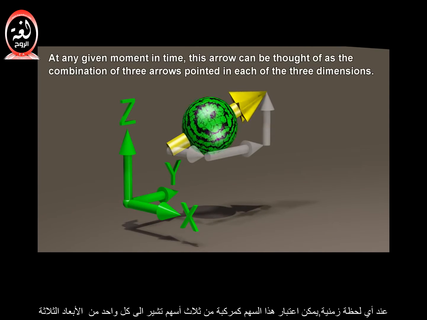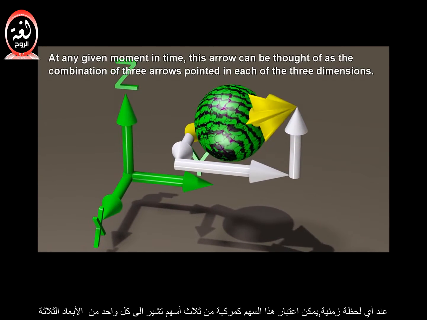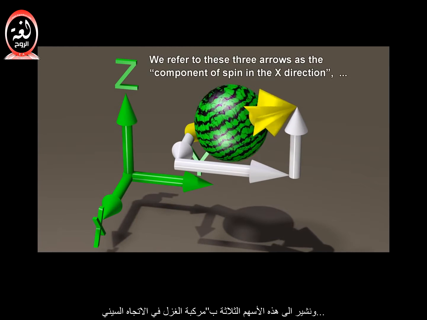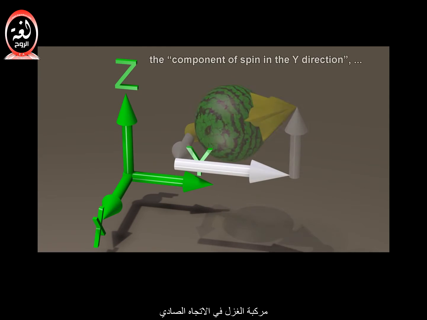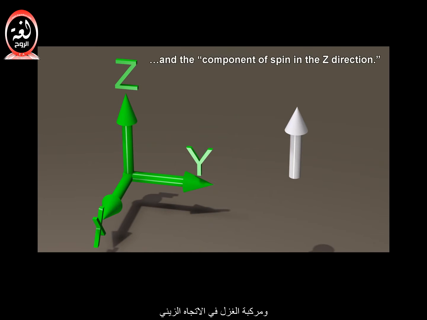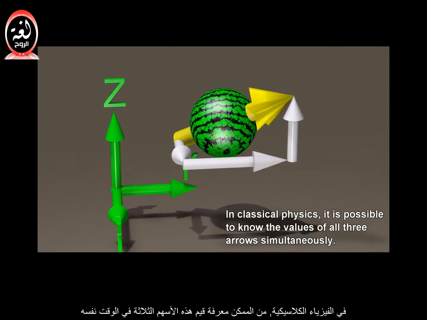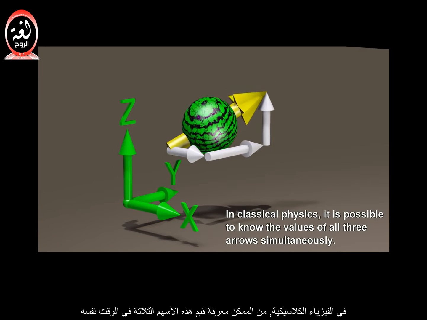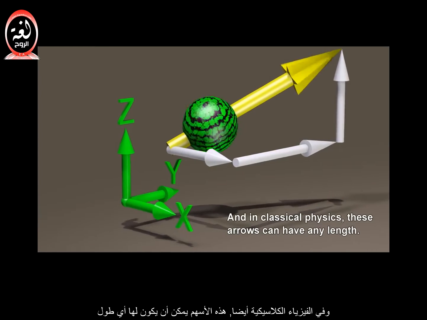At any given moment in time, this arrow can be thought of as the combination of three arrows pointed in each of the three dimensions. We refer to these three arrows as the component of spin in the x direction, the component of spin in the y direction, and the component of spin in the z direction. In classical physics, it's possible to know the values of all three arrows simultaneously. And in classical physics, these arrows can have any length.